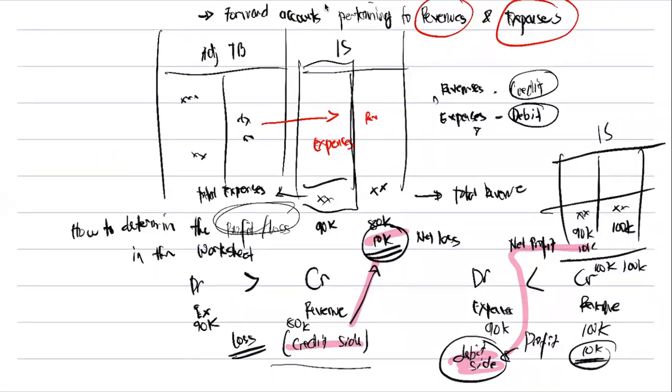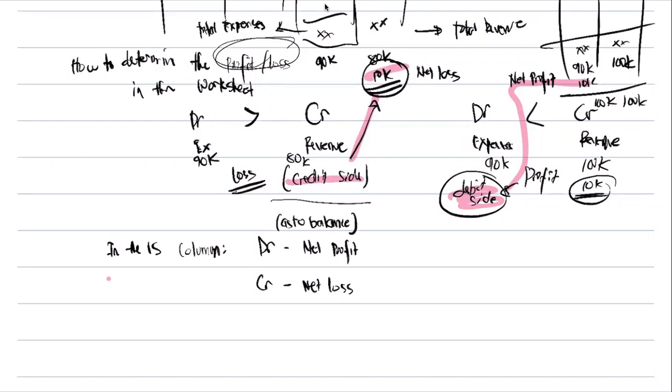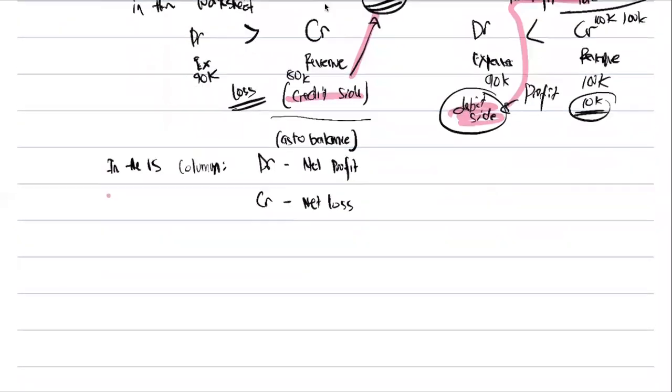So in the income statement column, debit represents net profit, credit represents net loss. Okay, so as to balance, debit represents net profit, credit represents net loss.